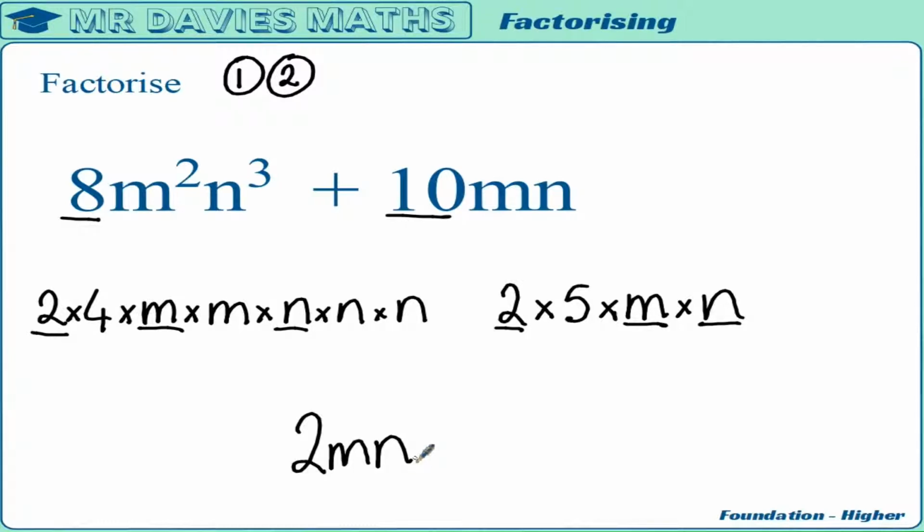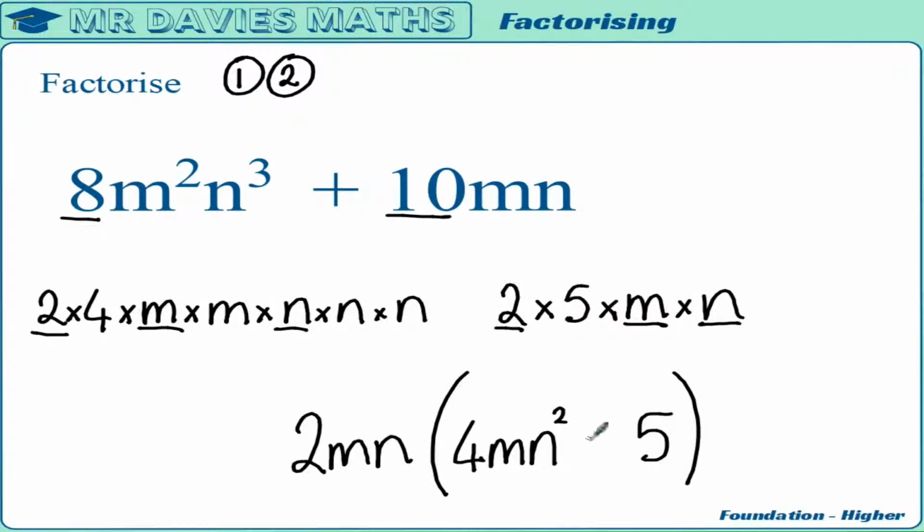What do we have left? Well, over here I've got a 4, an m, and an n, and an n. So I'm going to write that as 4mn squared. Remember, I had two n's that were left and only had one m that was left. And on this side, I've only really got a 5. That's it. So close the brackets off. There's a positive in between the two terms.